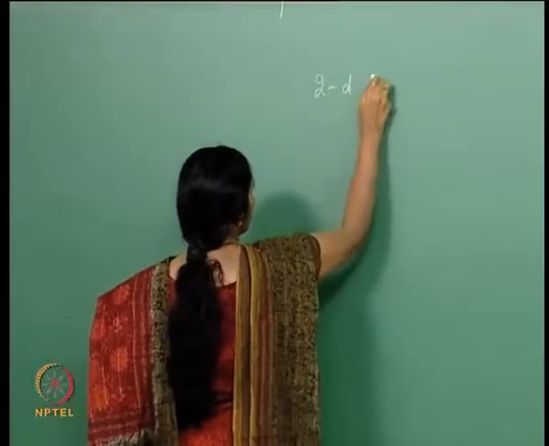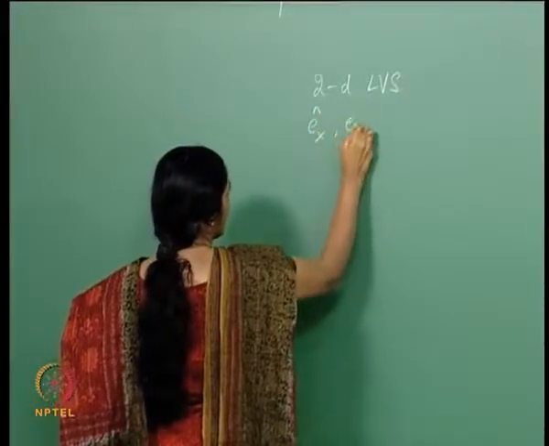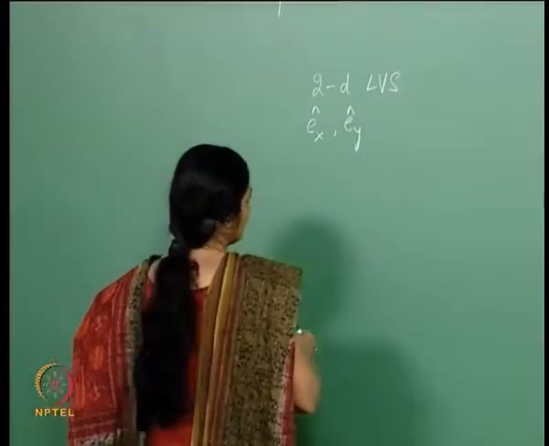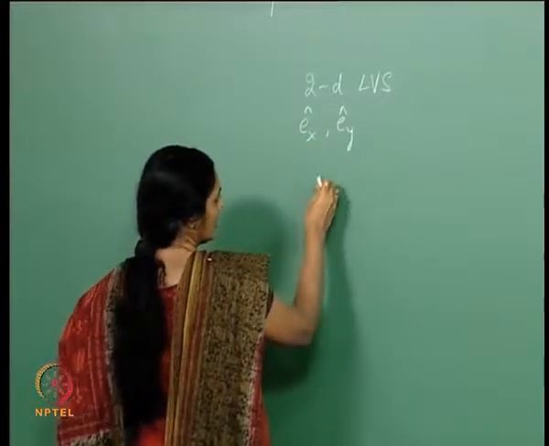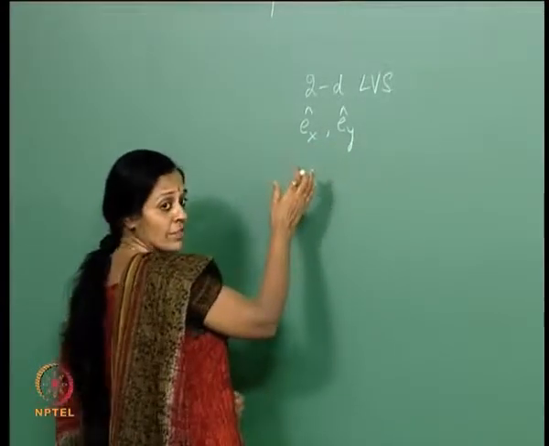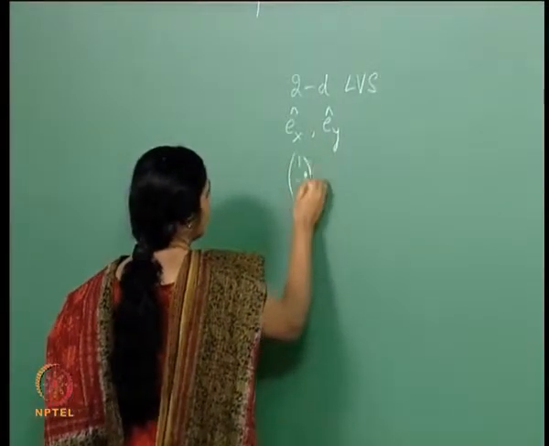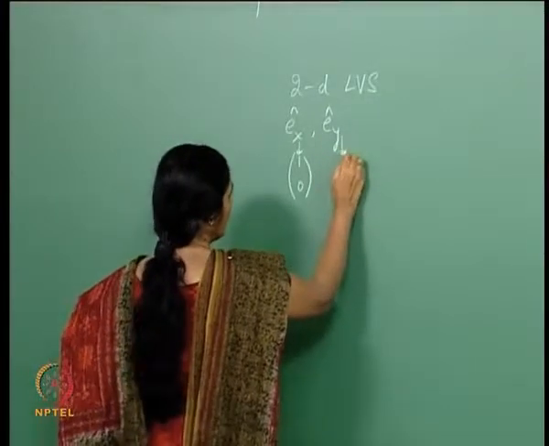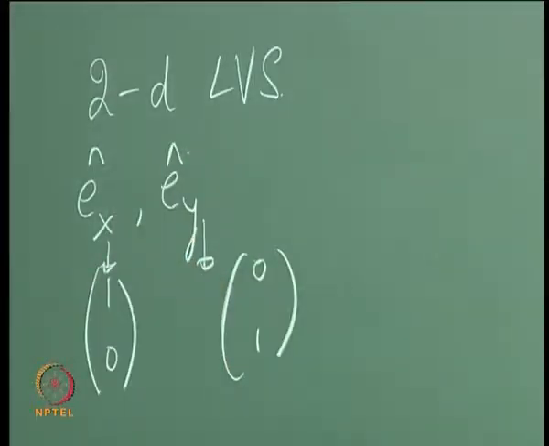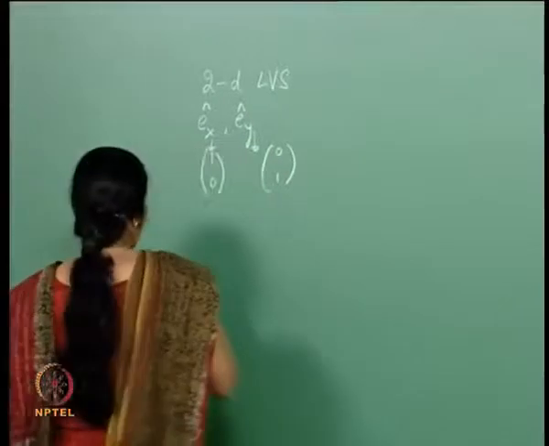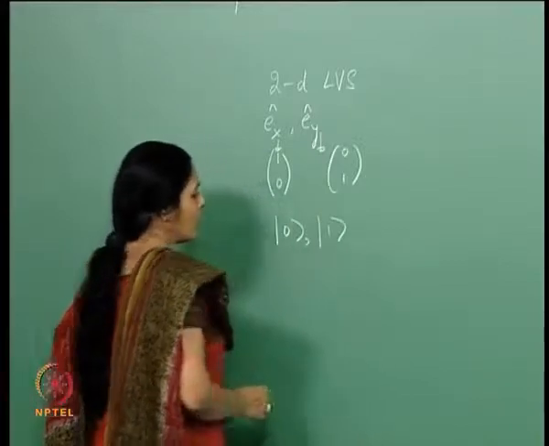We had a two-dimensional linear vector space. The basis vectors were chosen to be orthonormal. Each of them was normalized to unity and they were orthogonal to each other. If we used column vector representation for these basis vectors, we could have represented Ex by (1, 0) and Ey by (0, 1). We could use the Dirac notation and refer to these basis vectors as ket 0 and ket 1.